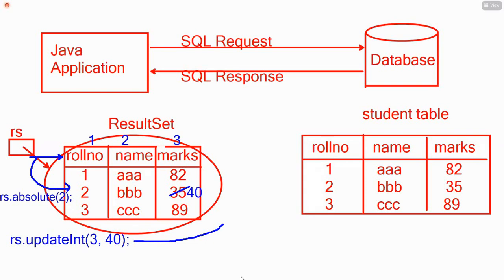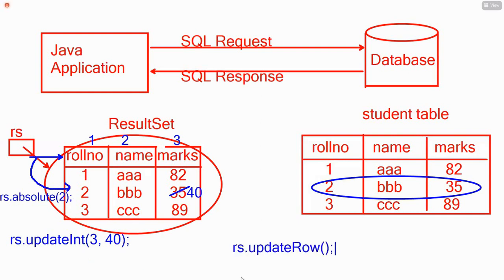Now, if you call updateRow here, then it is updated here. rs.updateRow, if I call, then it is updated here. It will become 40. With this, only this part, the result set, is updated. If you call updateRow, then the database is updated. So here, without an update query, we are updating.